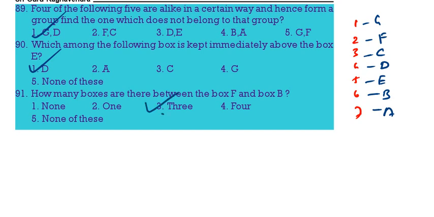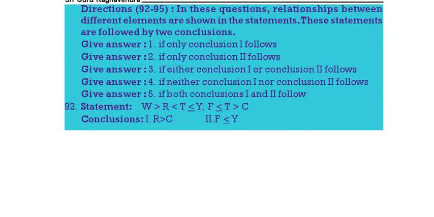How many boxes are there between F and B? 3. Then see the next one, 92 to 95. This is greater than, lesser than. See, W greater than R less than T, T less than or equal to Y, F less than or equal to T, T greater than.